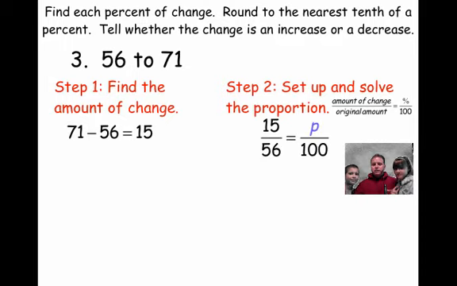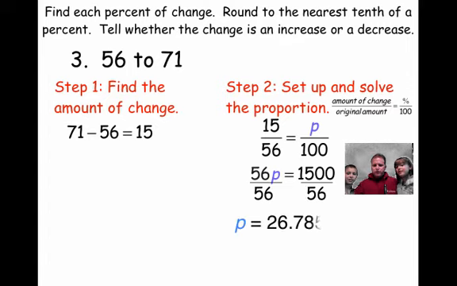So hopefully you set it up something like this. And cross multiply, you'll get 56p is equal to 1500. Divide both sides by 56. So we learned that the variable next to a number means multiply. Exactly. Whoa, that's a big number.